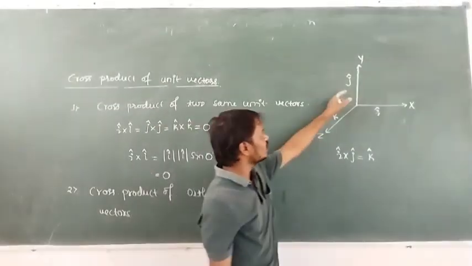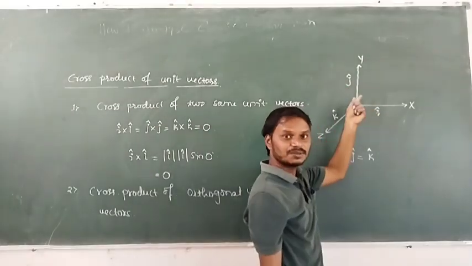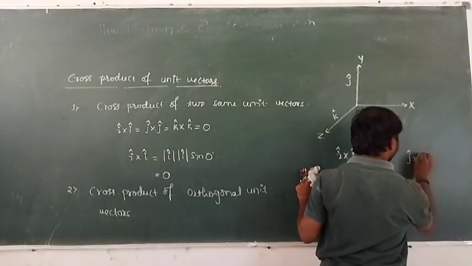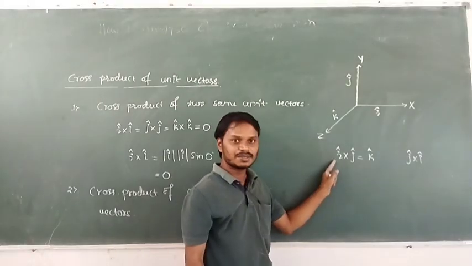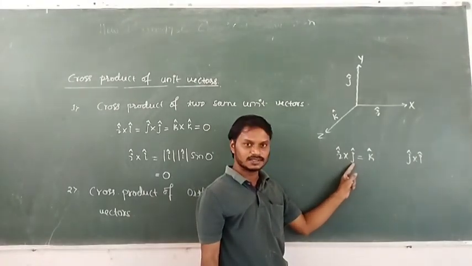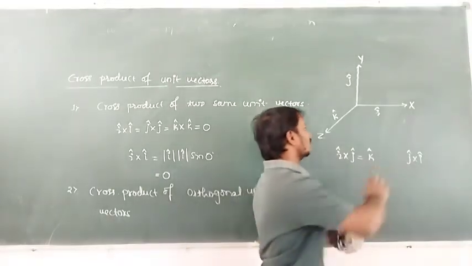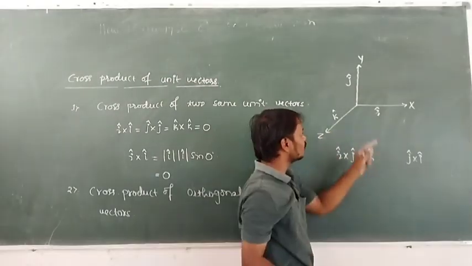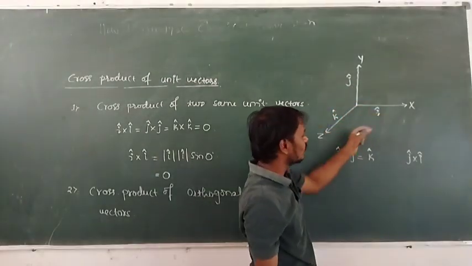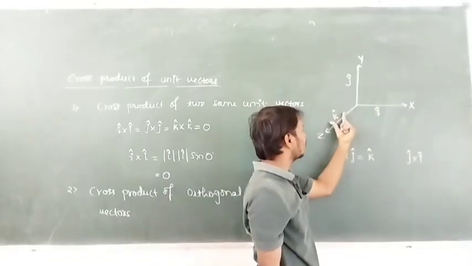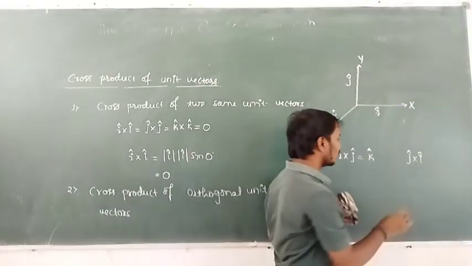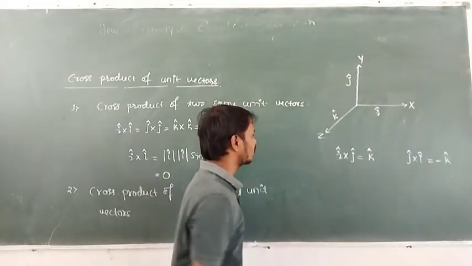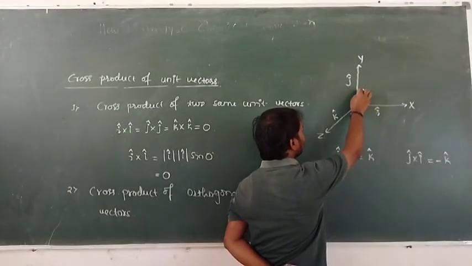Suppose the rotation is from j to I. Then what happens? We can write j cross I. The rotation is from I to j, that can be written as I cross j, that is equal to vector k. The rotation of I to j, that gives the vector k. Then if the rotation is from j to I, then that gives the another vector, that is vector k, but in which direction? Negative direction, that can be taken as minus k cap. Next, j cross k.